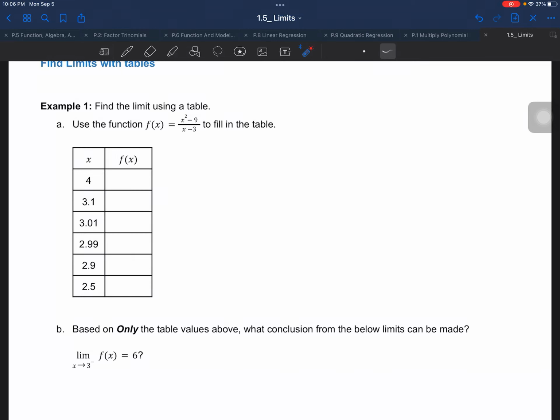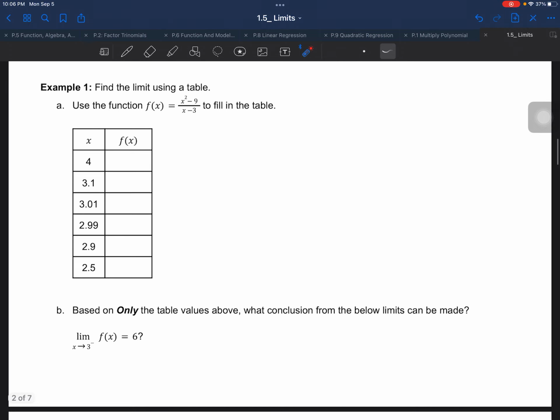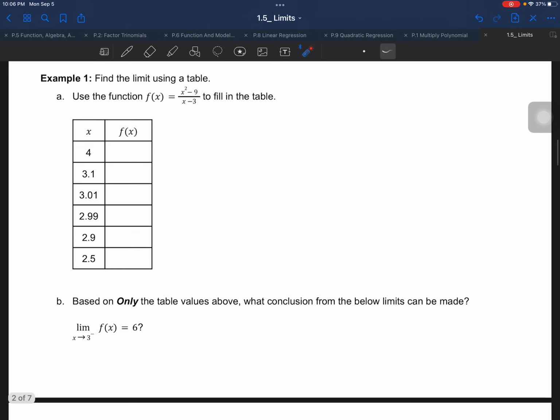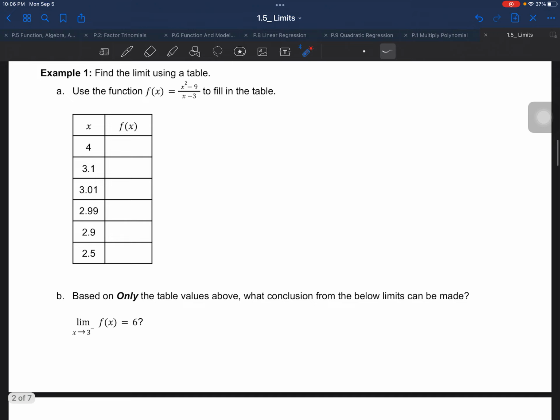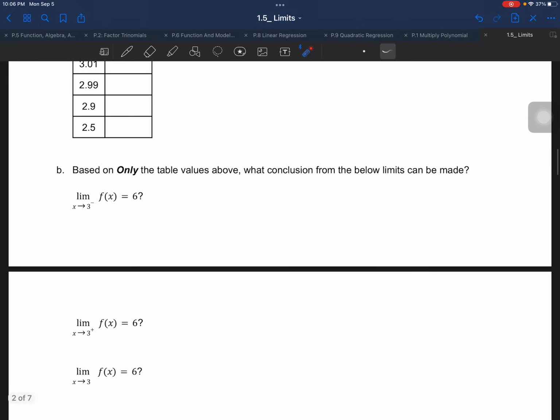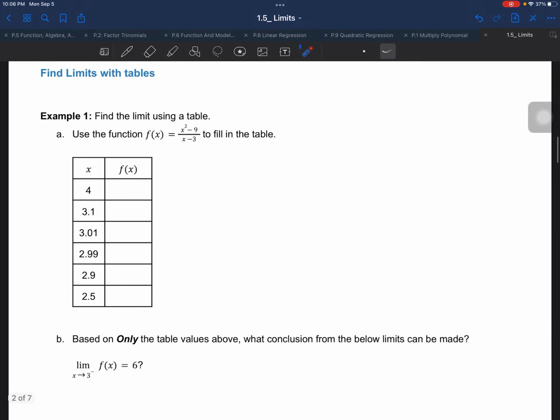Alright, welcome back. We're going to try this example. We're going to find the limit using a table, the limit of this function. The way we're going to introduce this process is by setting up the table, and then we're going to talk about how this table is going to help us make the proper conclusions for the following three limits, right? So let's just jump into the table.